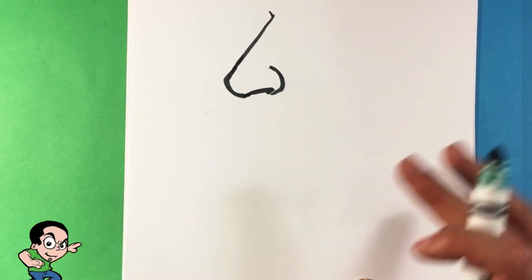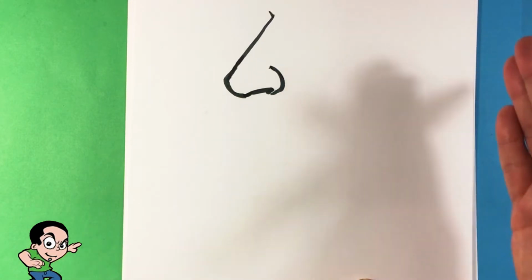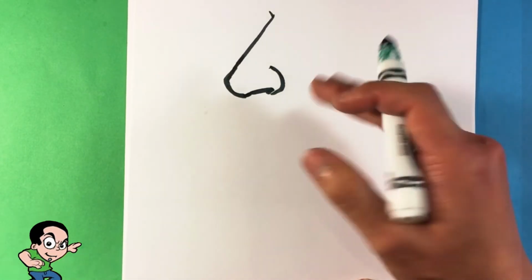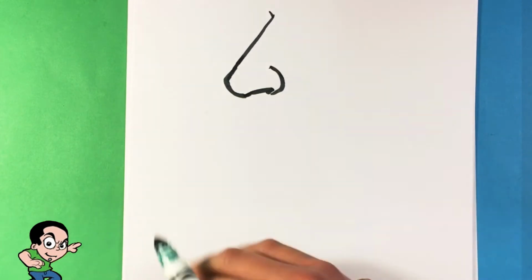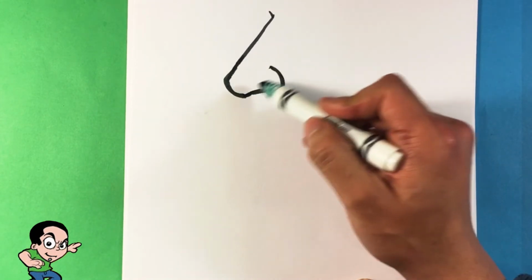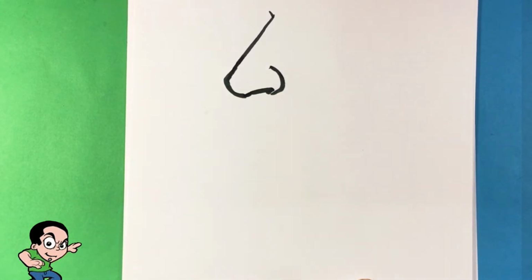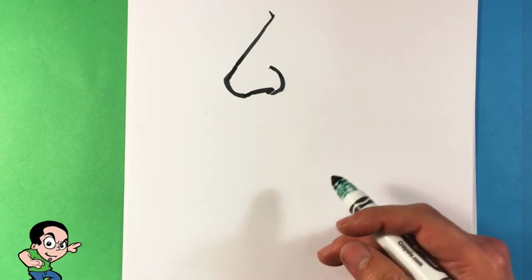I'll do a more detailed nose video later if you want. Let me know in the comments if you want that. But right now, that's all you need to know: the bridge, the ball of the nose, and then the wings of the nostril. It can be drawn from both angles, but we're only going to go over one angle right now.